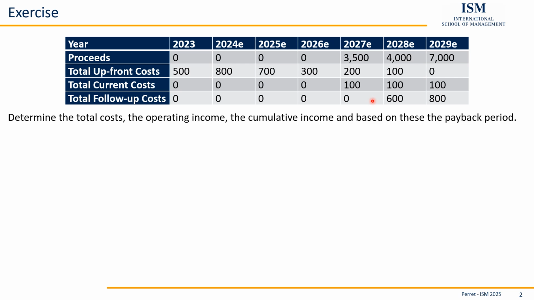What we should do with this data is first off determine the total costs, the operating income, and the cumulative income, or cumulative operating income. Then, based on these statistics, or rather on the cumulative operating income, the payback period for this product introduction. So how do we go about this?